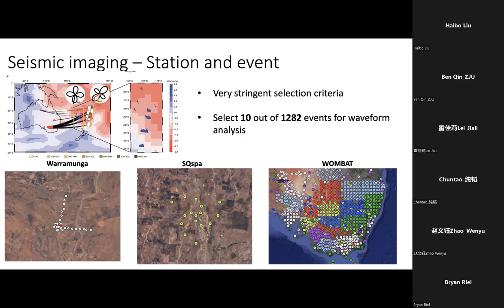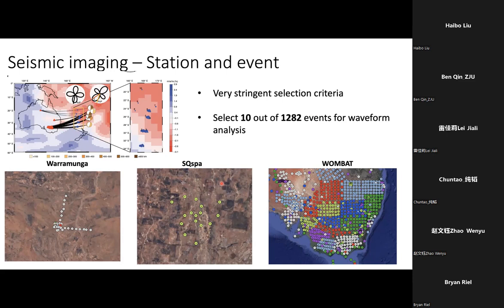Here I'm simply showing some Google Earth images of this array setup. There's a very famous one, the Warramunga array, deployed in Northern Central Australia. A lot of papers have used data from this network to study the deep earth structure. And during my postdoc in Australia, I also used all of this data to study the continental, mainly the lithospheric, structure of the Australian continent.